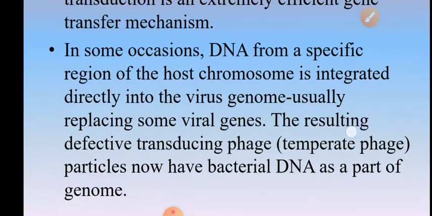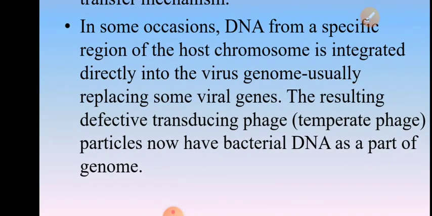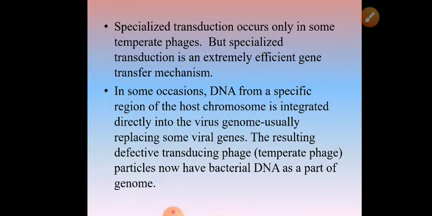Now on some occasions DNA from a specific region of the host chromosome is integrated directly into the virus genome, usually replacing some viral genes. The resulting phages are defective temperate phages because they have bacterial DNA as a part of their genome. I'll tell you this in detail.